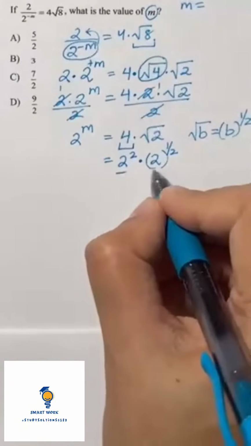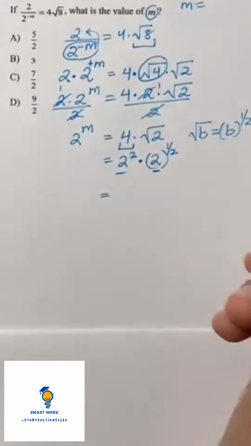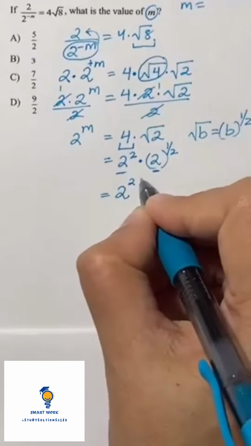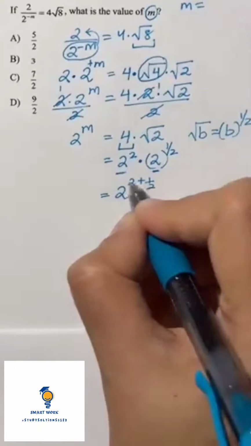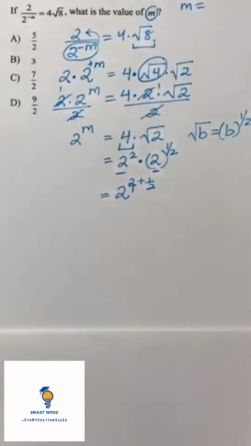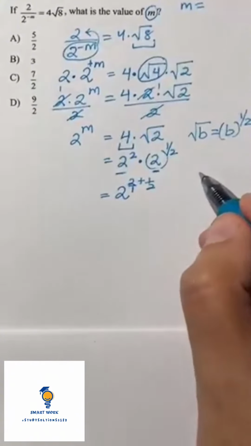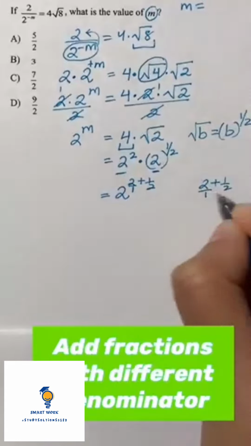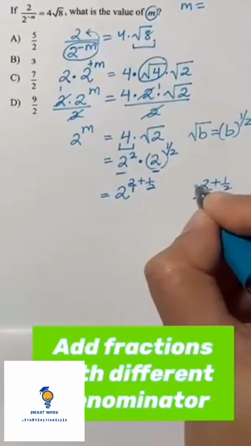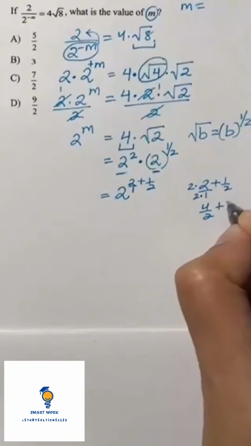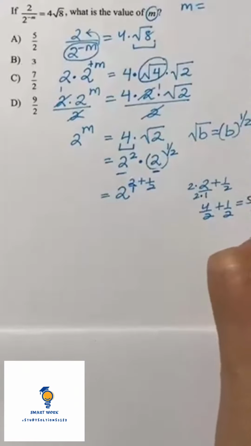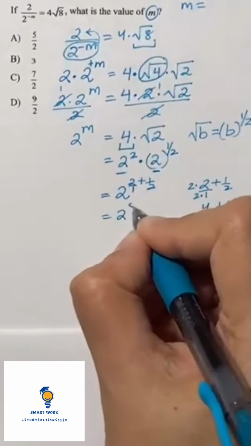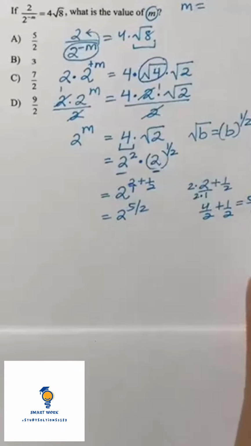Now notice both of these have the same base of 2. So according to the product rule, if the base is the same, we can add exponents. So I have a base of 2, and I can add exponents 2 and 1/2. The way you add these fractions, they need to have the same denominator. So 2 plus 1/2, if you put a 1 underneath the 2, you multiply the bottom by 2 and the top by 2. That becomes 4 over 2 plus 1/2, which is the same as saying 5 over 2, same denominator of 2 at the bottom. So 2 to the 5/2. 2 plus 1/2 is the same as saying 5/2.